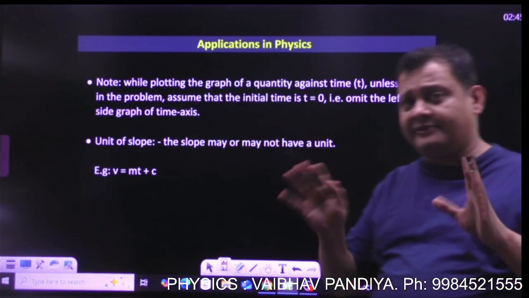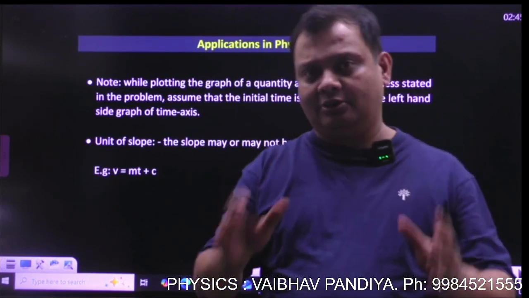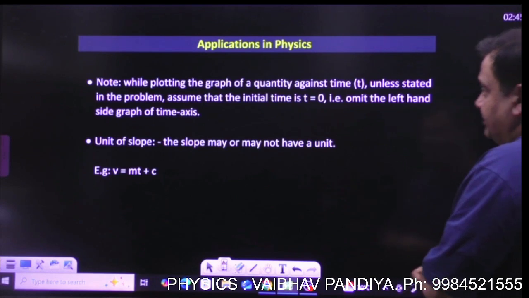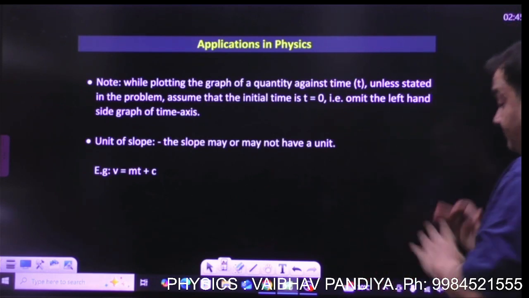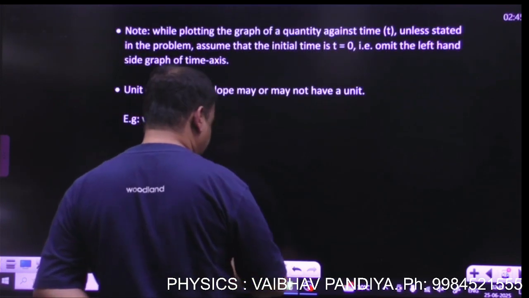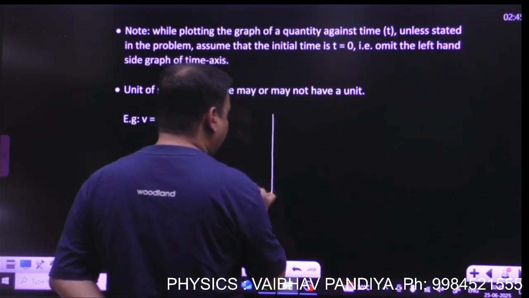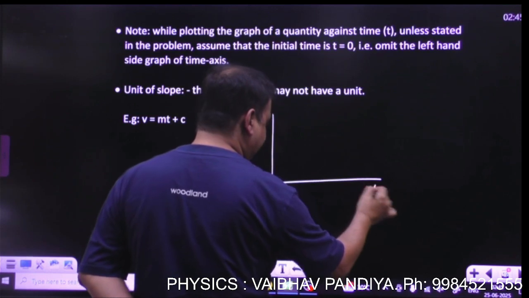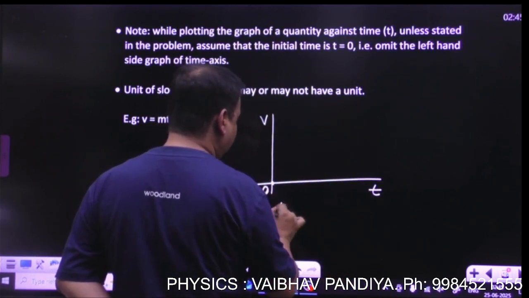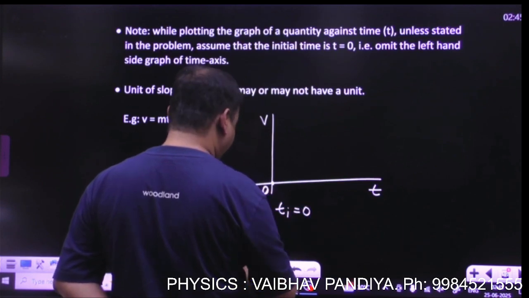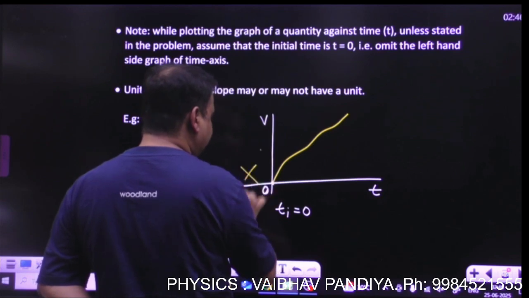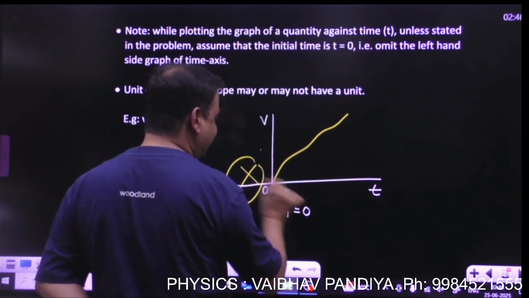Now this we have seen, the basic skill, how to plot the straight line graph. Now let's come to the real application in physics. See, while plotting the graph of a quantity against time, first thing remember, whenever you are plotting some graph against time, like velocity time graph, position time graph, current time graph, unless stated in the problem, you will assume the initial time to be 0. That means you will omit the left hand side of the graph. We won't plot anything on the left hand side.